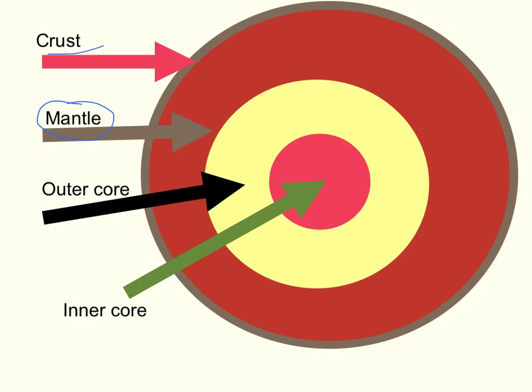How they move is due to the inner and outer cores. Some people like to break up the inner and outer core into two. Some people like to leave it as one giant inner core, but we're going to split it up into inner and outer.